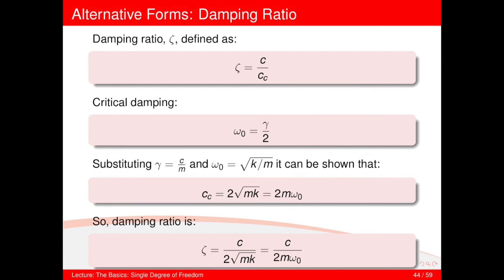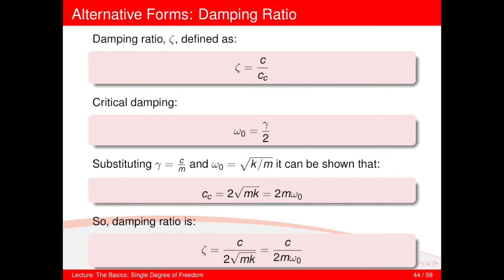And so by knowing that equation, we can plug that in. You know that gamma is C upon m, and omega naught is root k upon m, so you can plug those in and it gets the critical damping, which is 2 root mk. Then you can rearrange to get the damping ratio, C divided by 2 root mk.